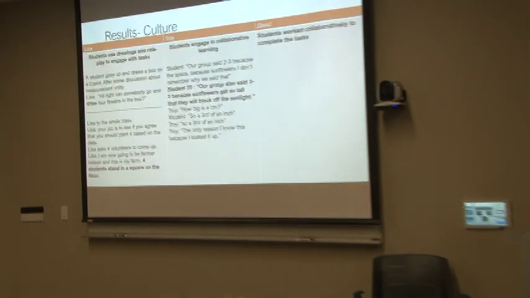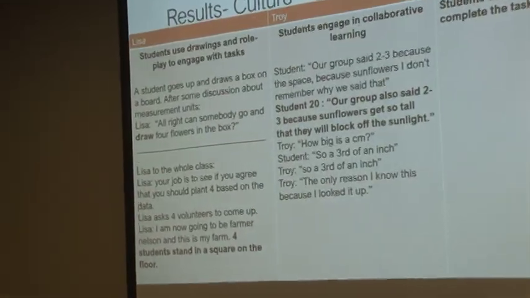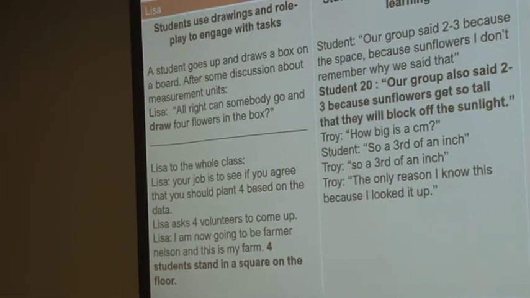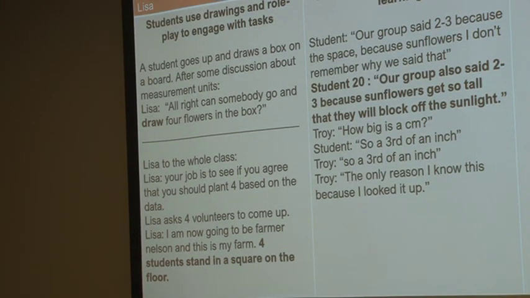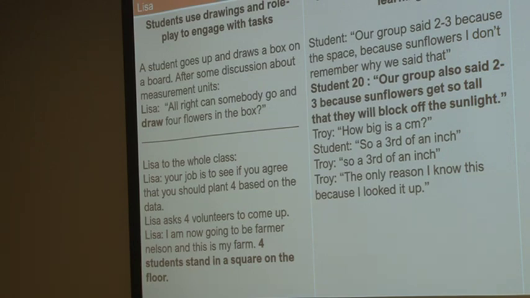Now, when we look at culture, as I said, Lisa, one of the things she did was have students come up to the board and draw a box, and then they had to draw 4 sunflowers in the box. This goes around this conversation, which I heard everybody struggling with, between this 4 and 16 space. And she had students come up and draw 4 sunflowers on the box.